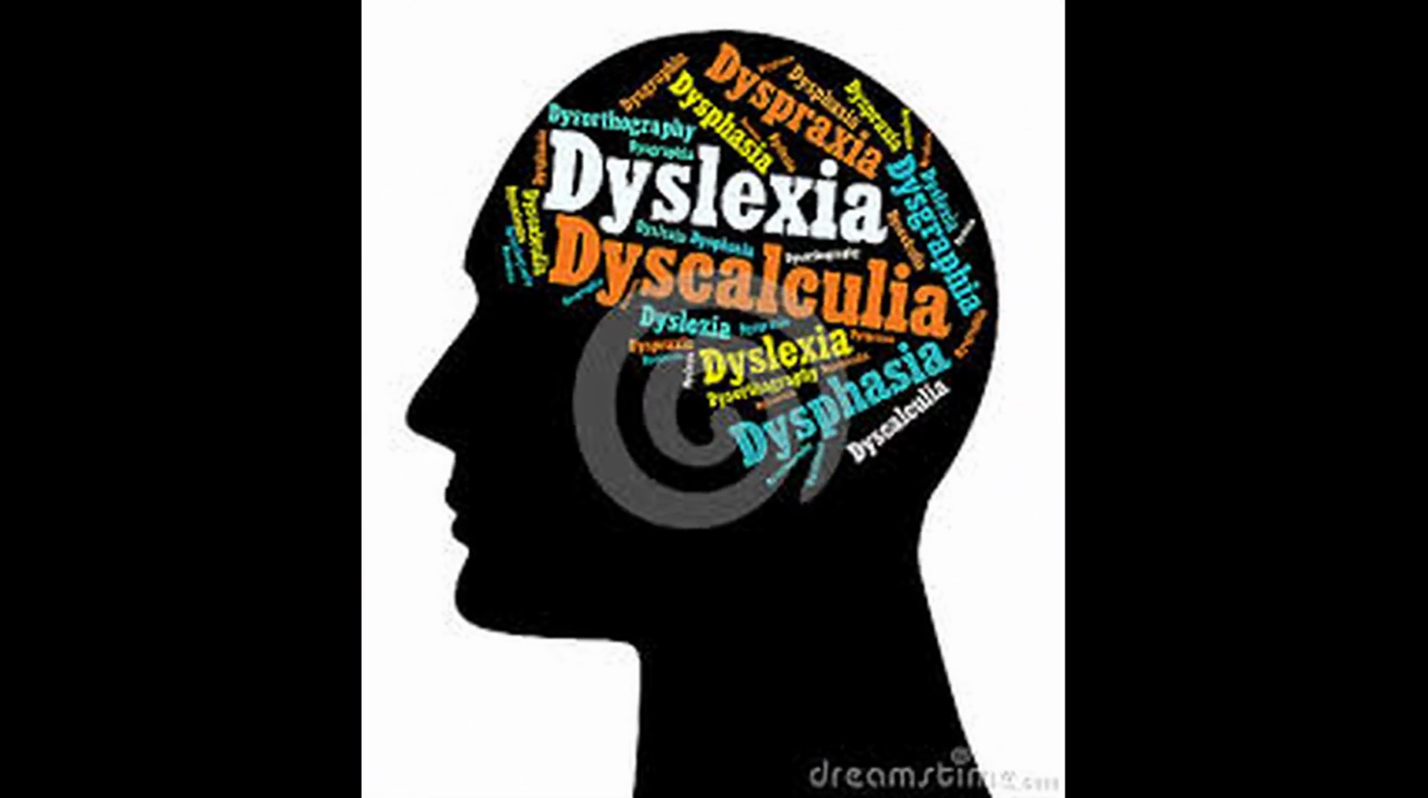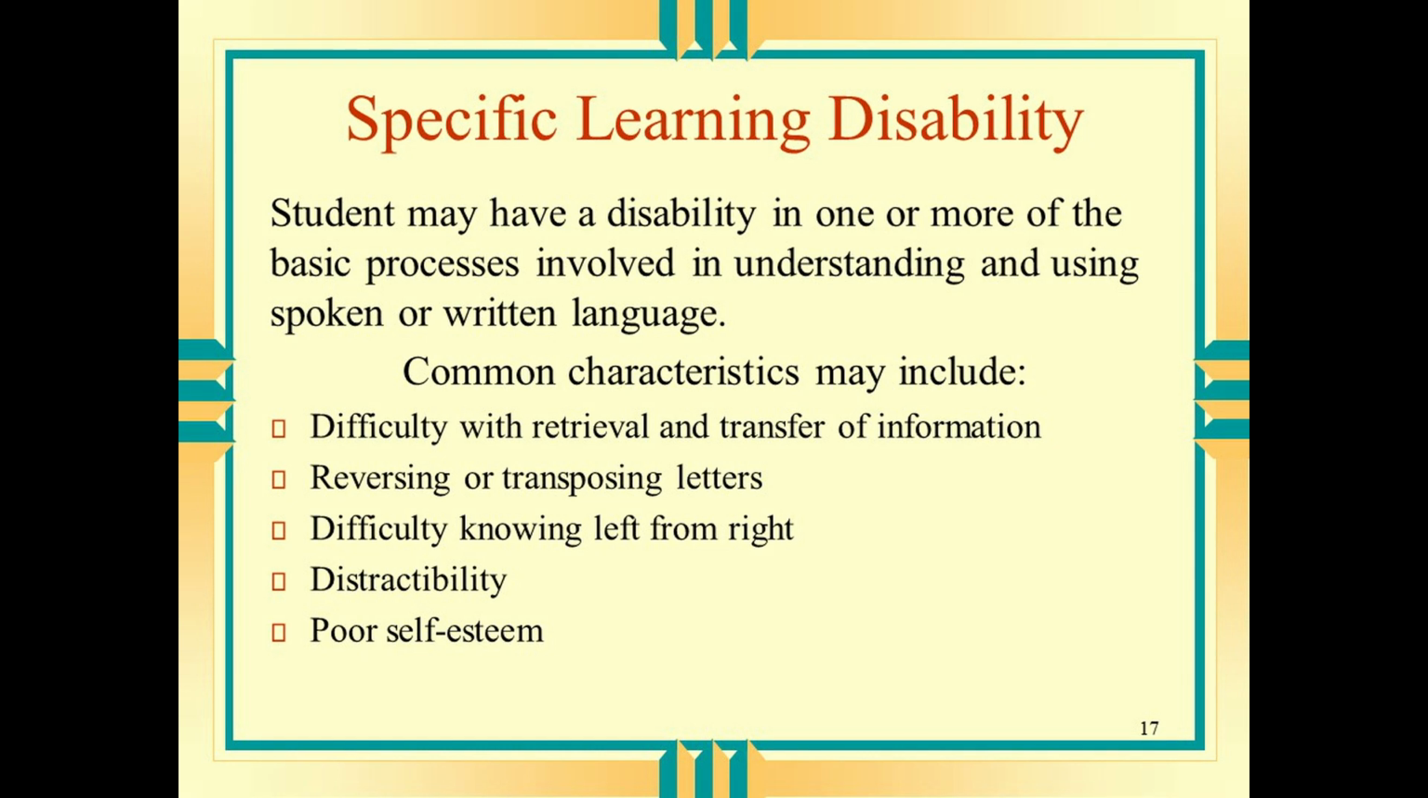Let's discuss specific learning disabilities. Students in this group have a disability in one or more of the basic processes involved in understanding and using spoken or written language. The disability may manifest itself in an imperfect ability to listen, think, speak, read, write, spell, or do mathematical calculations. Some common characteristics may include difficulty with retrieval and transfer of information, reversing or transposing letters, difficulty knowing left from right, distractibility, and poor self-esteem.